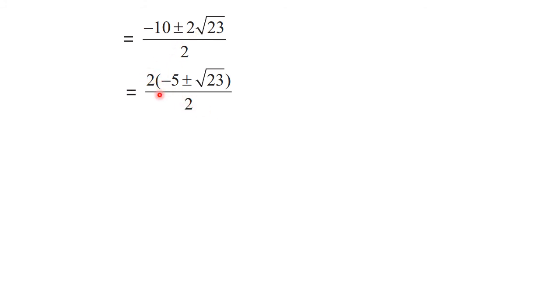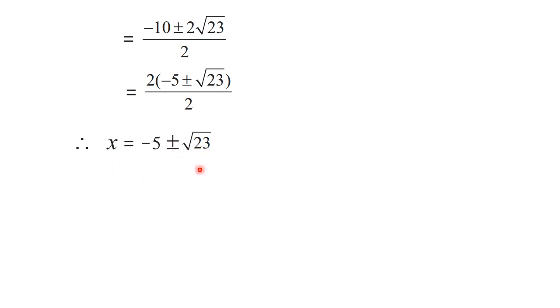So, 2 is common here. So, 2 5s are 10. But here minus 10 is there. So, write down minus 5 here. Plus or minus as it is. And here we will get root 23 and upon 2. Okay. Now you can cancel 2 and 2. See, now because this 2 is in multiplication with this bracket, so it's possible to cancel here at this step. But here at this stage, you cannot cancel 2 with 10. Take a note of this. So when you are cancelling this 2, you are going to get minus 5 plus or minus under root 23.